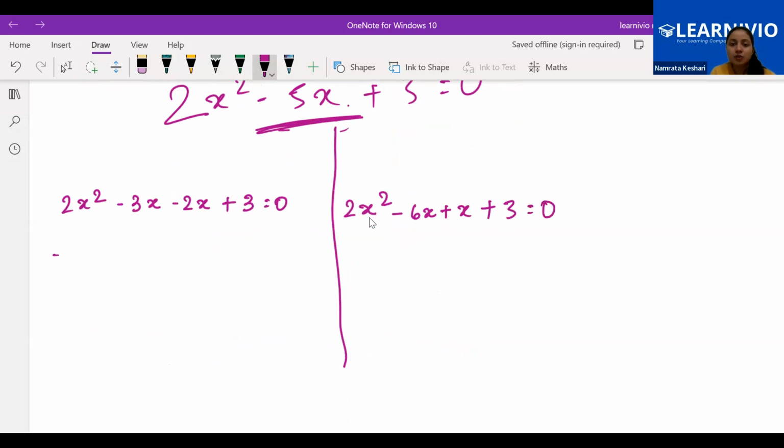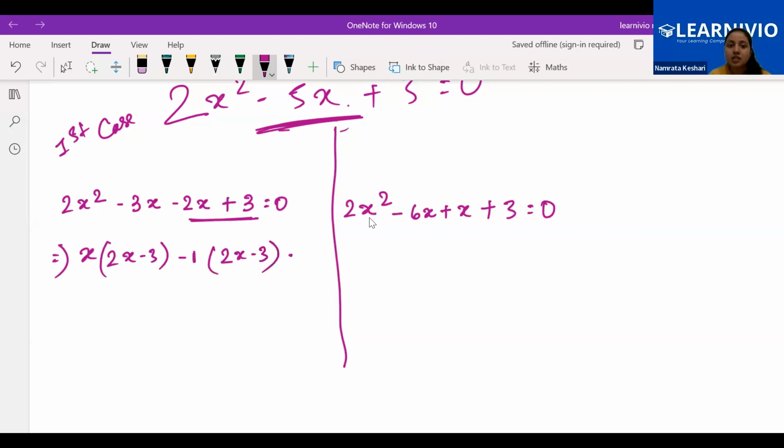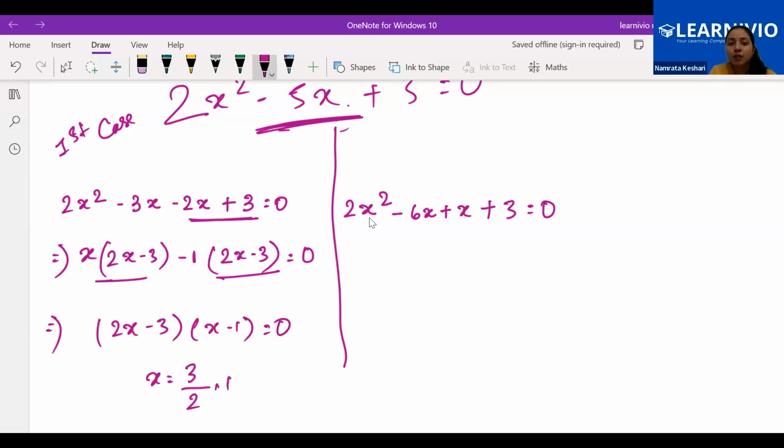If we take out the common factor in the first case, we will be getting only x, 2x minus 3. Here, if we take the common factor, we take minus 1 and we will be getting 2x minus 3 is equal to 0. Yes, both the brackets became the same and it seems that we are on the right track. So we are having 2x minus 3 and x minus 1, and the x value we are getting from here, yes, 3 by 2 and 1. Perfect. What about the next one?